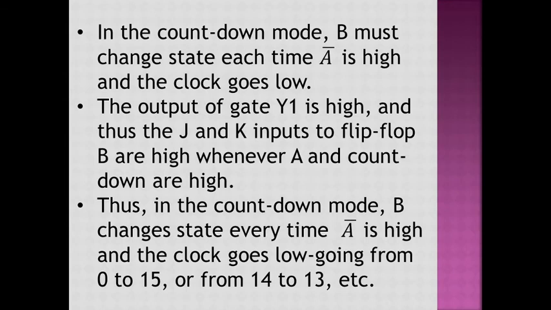In countdown mode, B must change the state each time A bar is high and clock goes low. The output of gate Y1 is going to be high, and thus the J and K input to the flip-flop B are high whenever A bar and countdown line are high. Thus, in a countdown mode, B changes the state every time A bar is high and clock goes low, going from 0 to 15, 14 to 13, etc. So, it is working in a countdown mode.